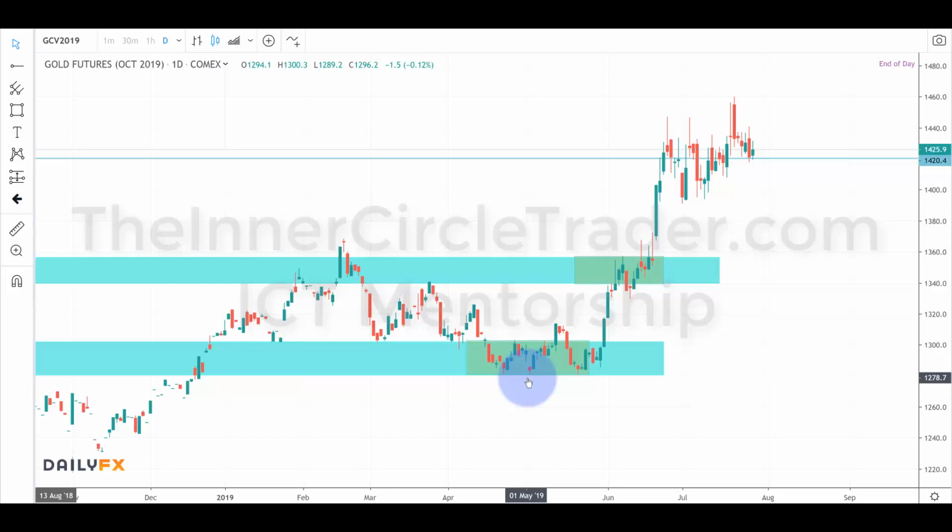And that's just the conjecture at this moment. I don't know for certain. I'm just really leaning heavily on the fact that I told you in the mentorship that we would be bullish gold down here and wanting to trade up to this level here.